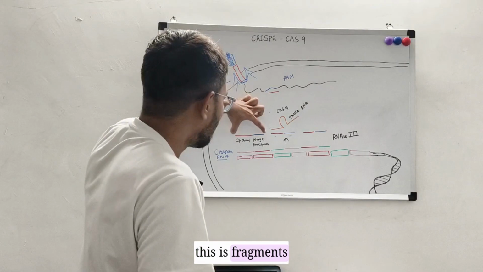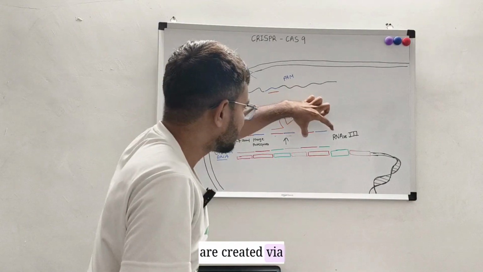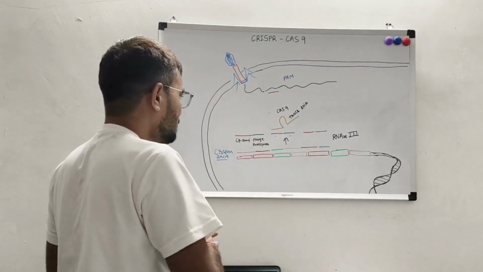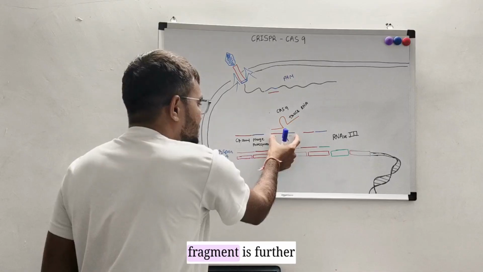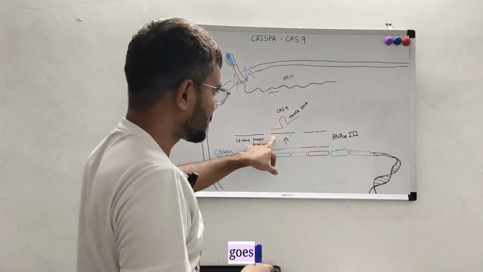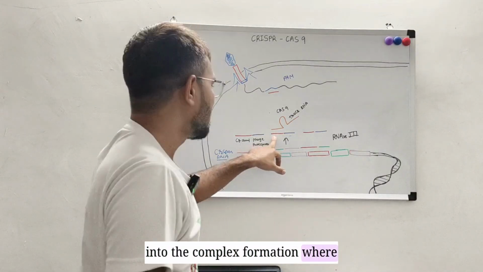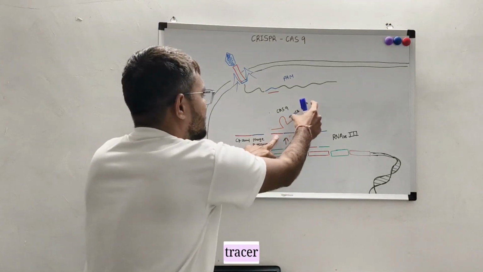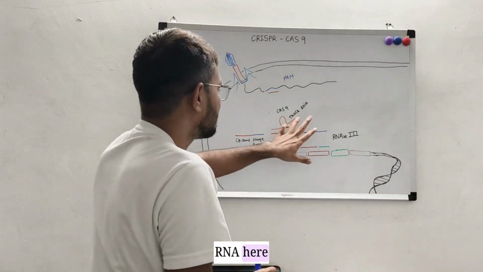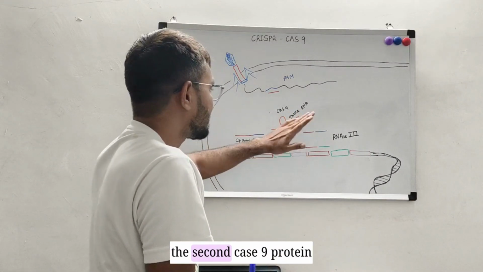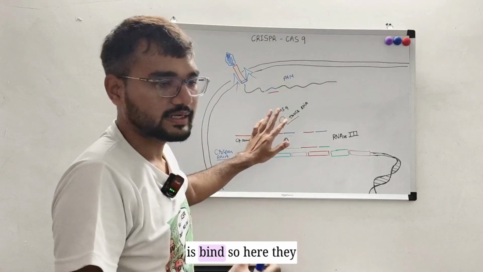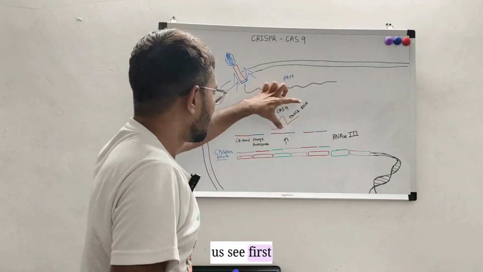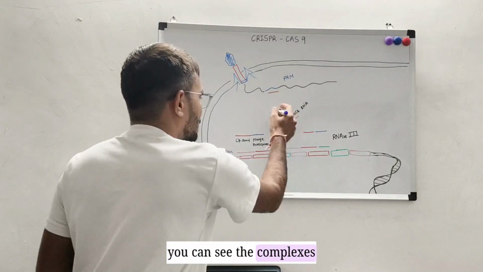So these fragments are created via the RNase 3 enzyme. Now this fragment further goes into complex formation, where the tracer RNA binds, and the second, Cas9 protein, binds. So here they have two different functions. Let us see. First you can see this complex is formed.